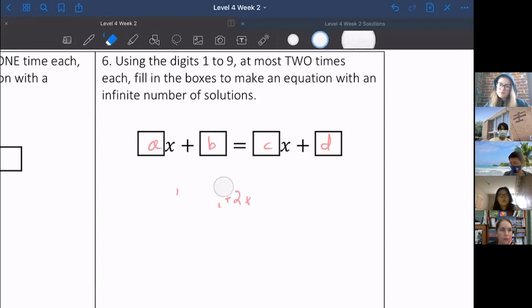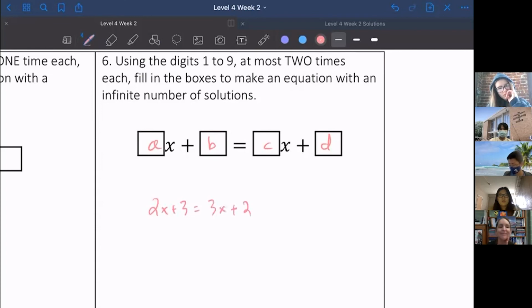Okay, so let's see what Annalise says. Annalise says we can try 2x plus 3 is equal to 3x plus 2. Okay, so let's see. If we solve for x in this case by subtracting 2x on both sides and subtracting 2 also on both sides, we'll get x is equal to 1.